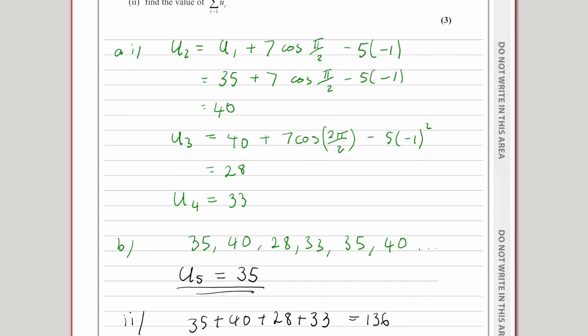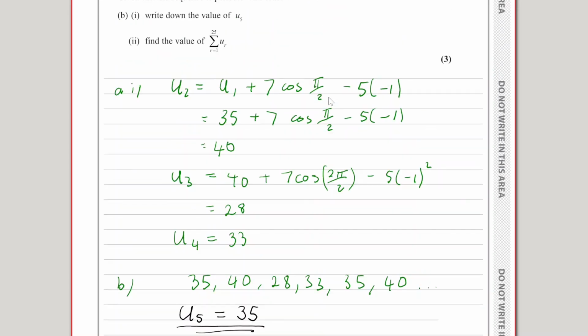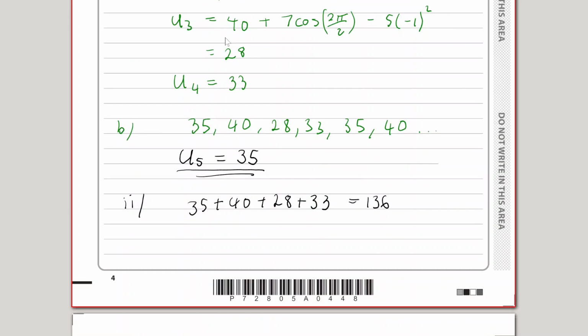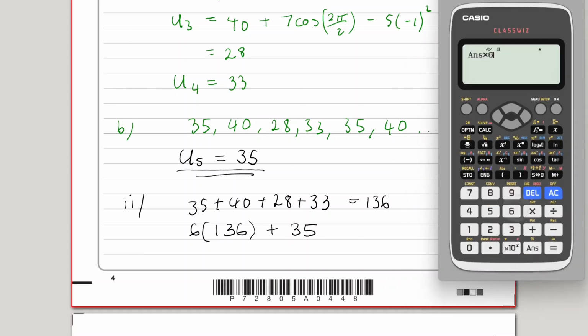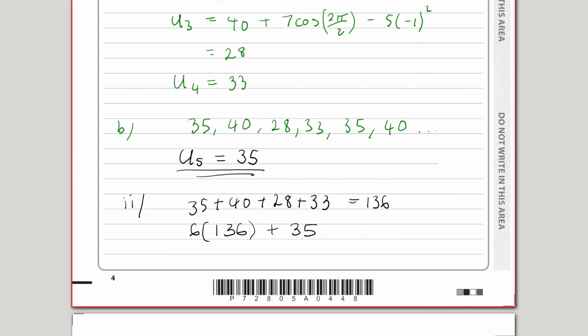So that's going to repeat for the next 4, and the next 4, and the next 4. So we'll have 6 lots of that, and then back to the first one again. So we're going to have 6 lots of 136 plus another 35. So that'll be the first 24 terms. The 25th one will be 35. So we get 851.